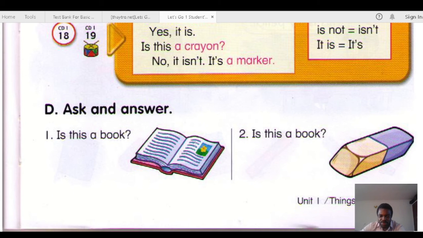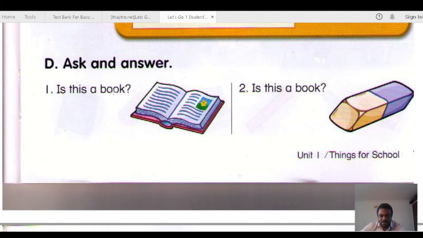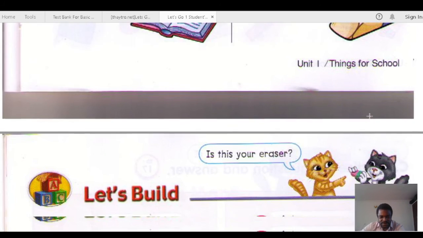Is this a book? Yes, it is. Positive sentence. Is this a book? No, it isn't. Negative sentence. Okay?